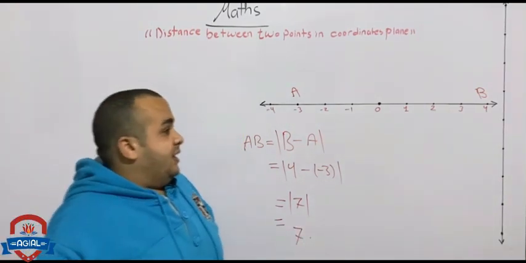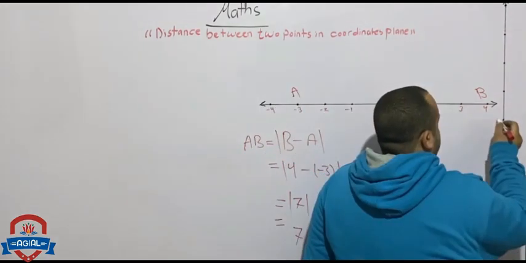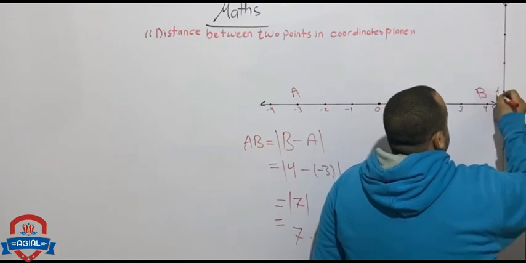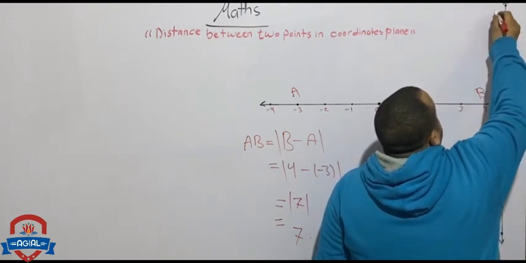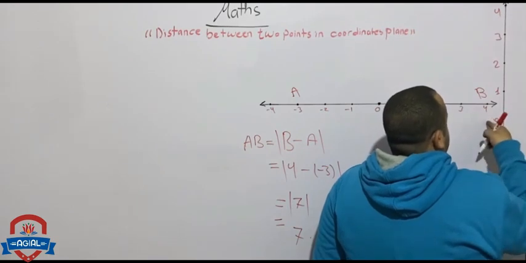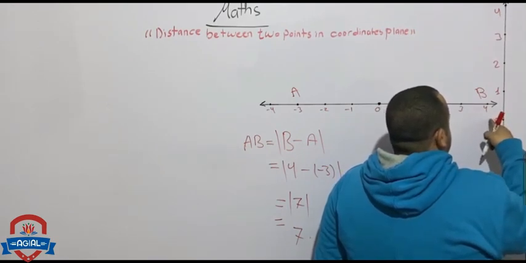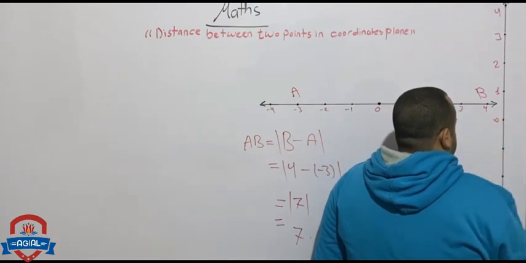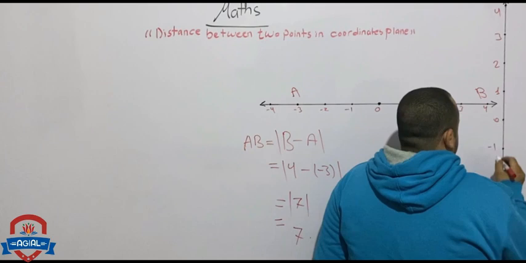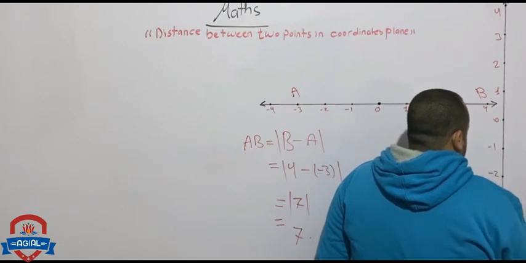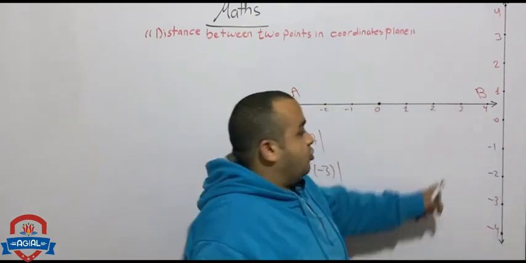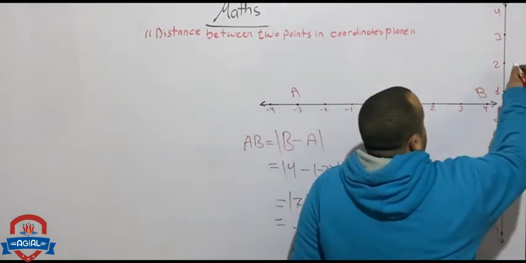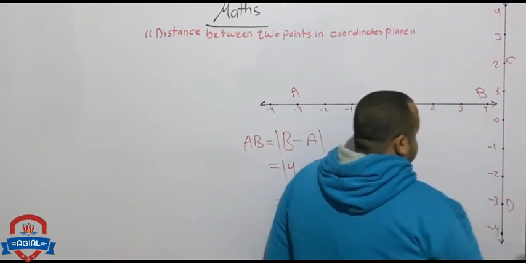In the same way, on a vertical axis, we start from 0 and move up to represent the positive numbers 1, 2, 3, 4 and so on. And we also start from 0 and move down to represent the negative numbers negative 1, negative 2, negative 3, negative 4 and so on. So if we need to find the distance between 2 points like C and D.